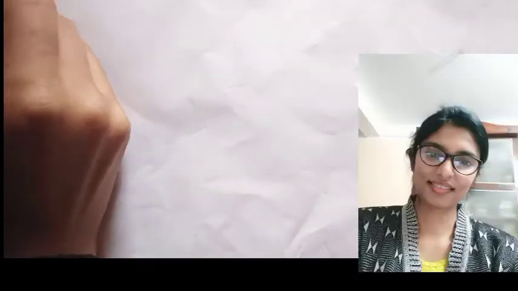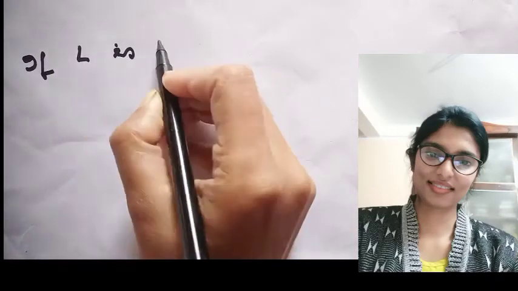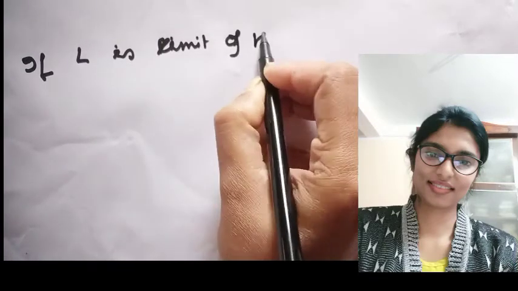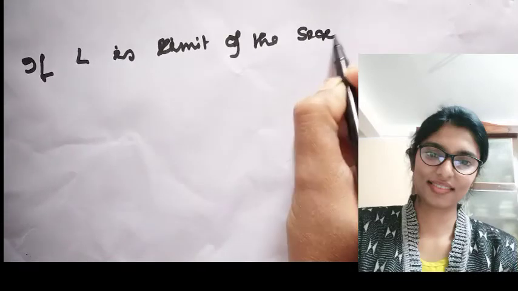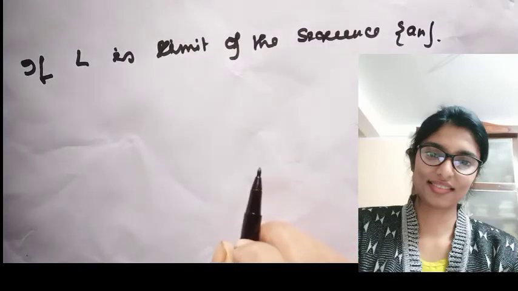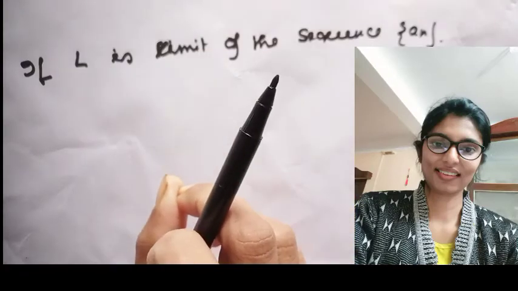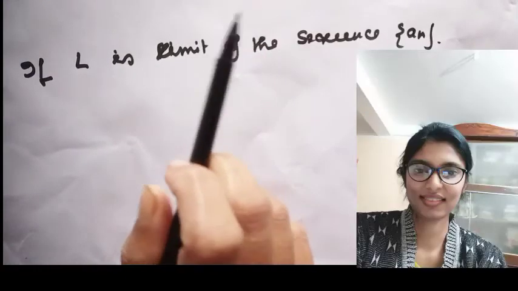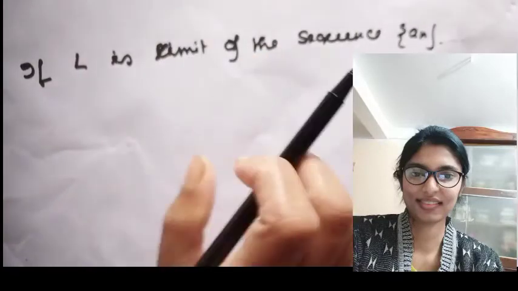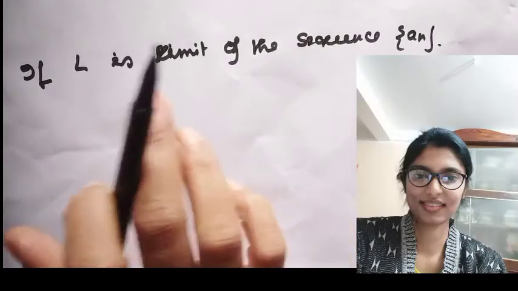If L is the limit of the sequence a_n, then the elements are going closer to L. What does closer mean? If L is the limit, then the terms should come inside this. I can make it smaller because it is for every epsilon.